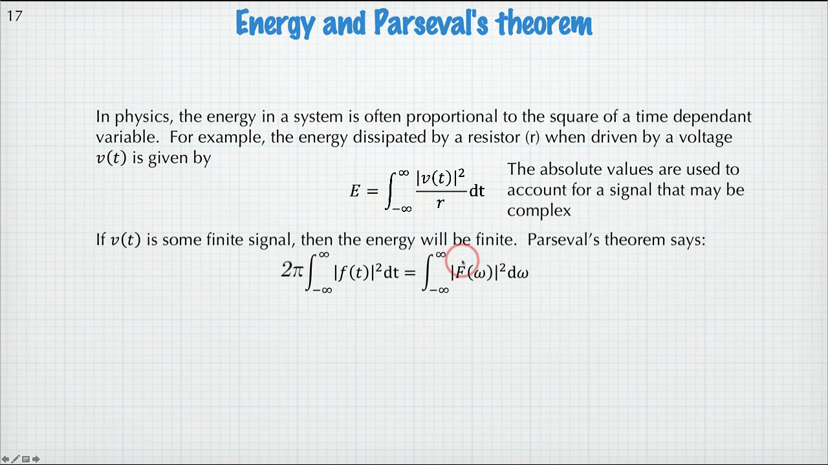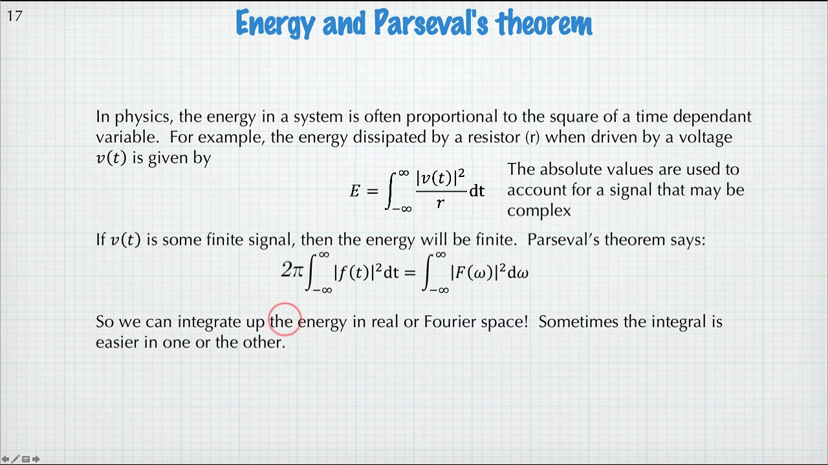will be finite. And Parseval's theorem says that the integral of some function over time squared is equal to the integral of the Fourier transform squared, integrated over omega. So if you want to find the energy in a system, you can integrate the energy up in real space or in Fourier space, and sometimes one integral may be easier than the other. And sometimes you may have access to a Fourier transform but not the original function, or vice versa.